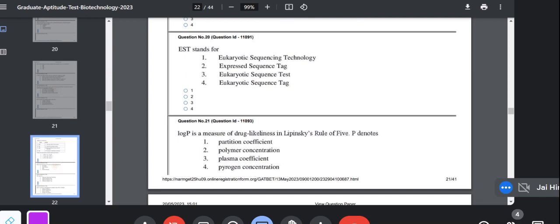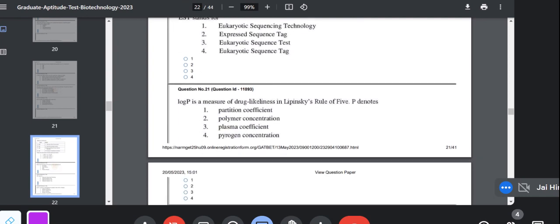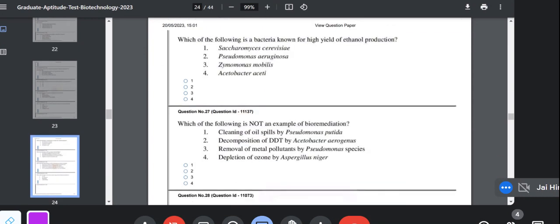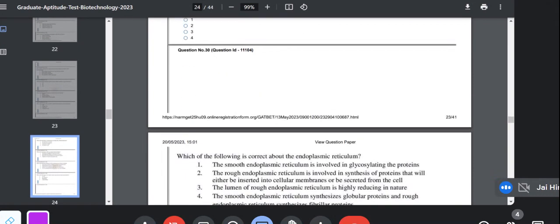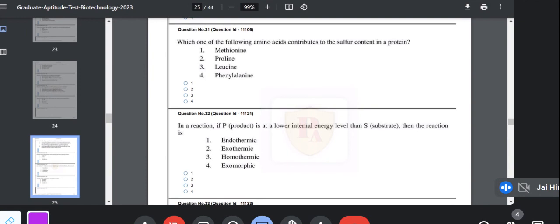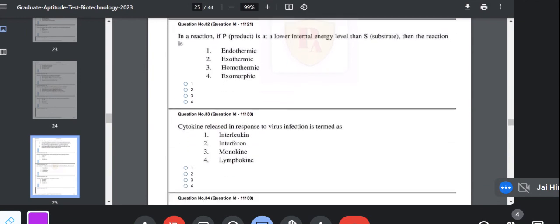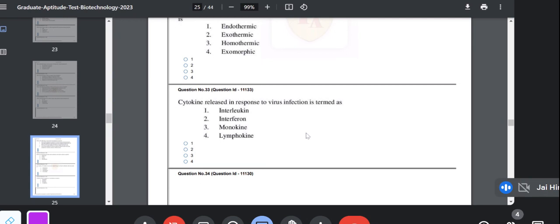Okay, question number 33. Some questions we skipped because we didn't read that topic till now. Cytokine release in response to virus infection is termed as: interleukin, interferon, monokines, lymphokines. What is your answer?